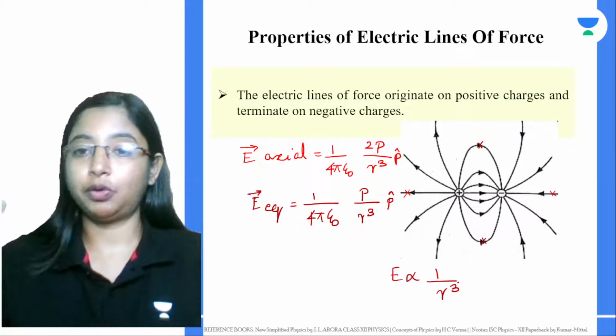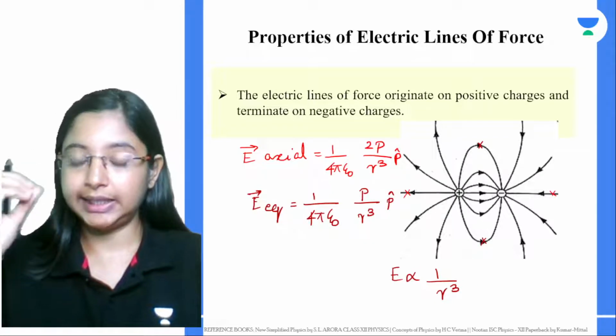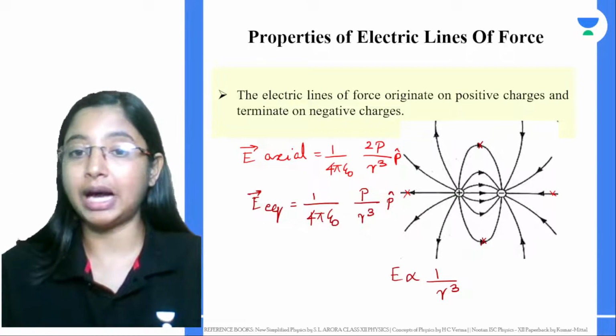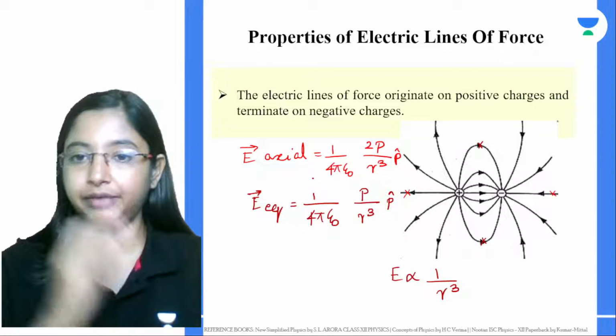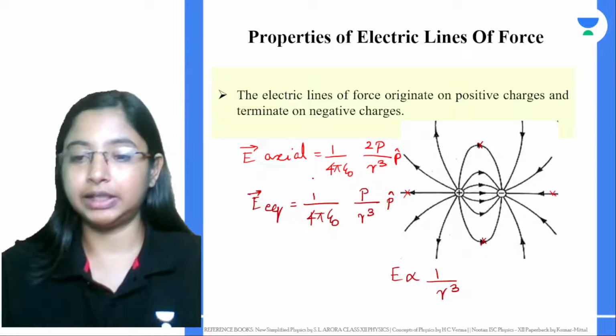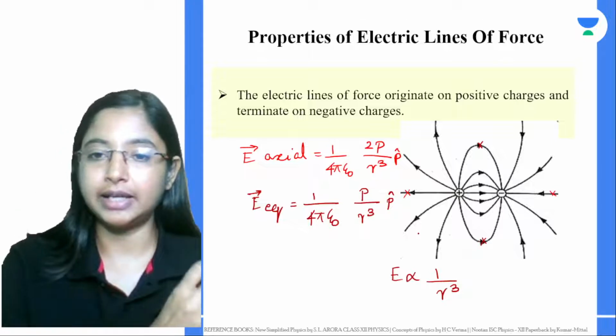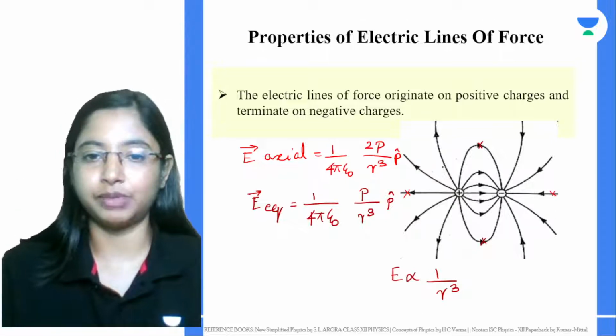So as you keep going further away, the electric field intensity drops much more, because it reduces by R cube. When compared to a radial field, in the case of a dipole the electric field reduces much faster. The electric field strength, as you keep going further away, reduces much faster.